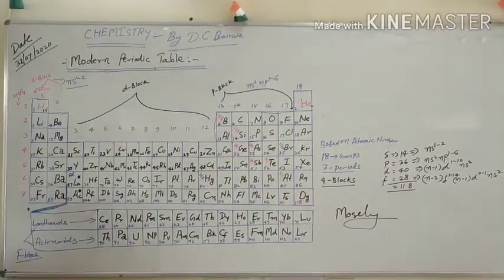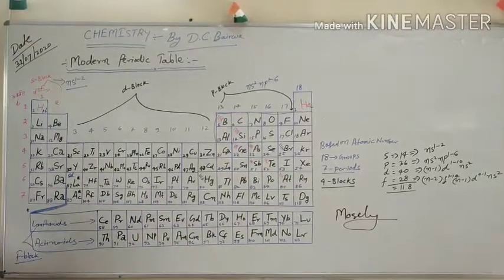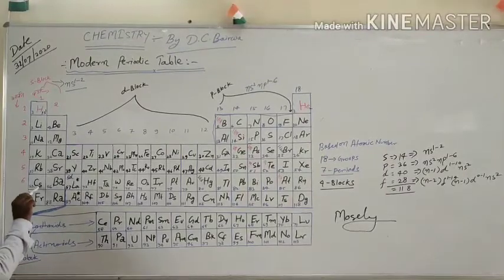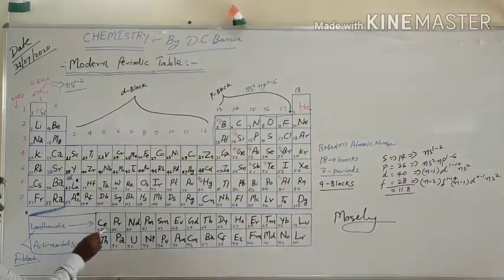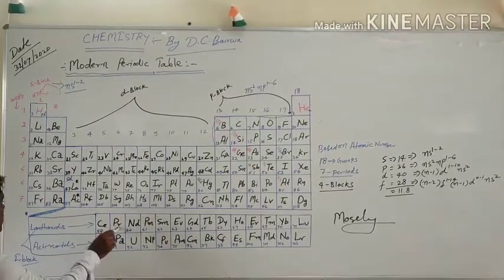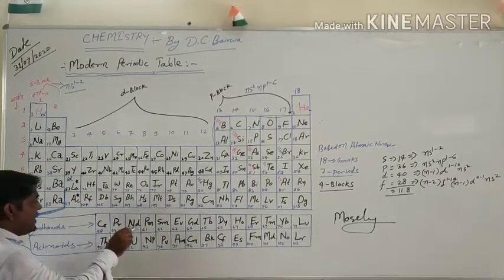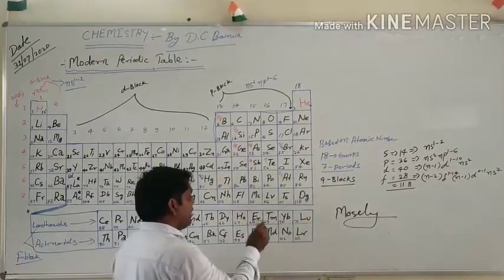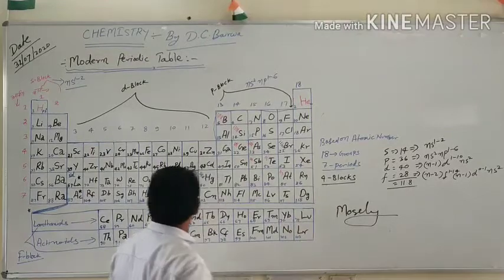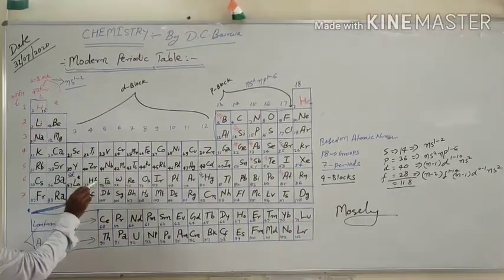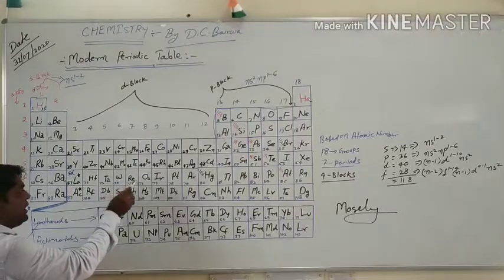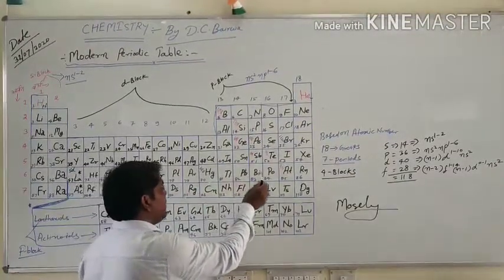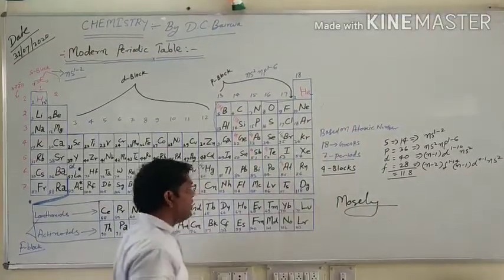In next 6 period, here 32 elements are present. See here, cesium, barium, lanthanum, cerium, praseodymium, neodymium, promethium, samarium, europium, gadolinium, terbium, dysprosium, holmium, erbium, thulium, ytterbium, lutetium. Next, hafnium, tantalum, tungsten, rhenium, osmium, iridium, platinum, aurum, mercury, thallium, lead, bismuth, polonium, astatine, radon.